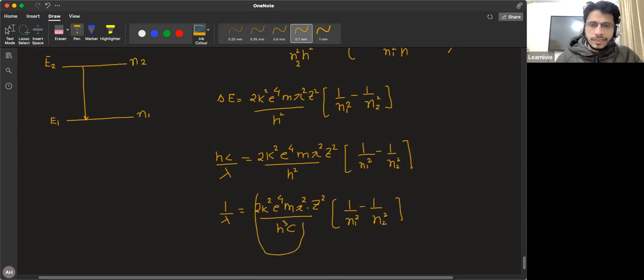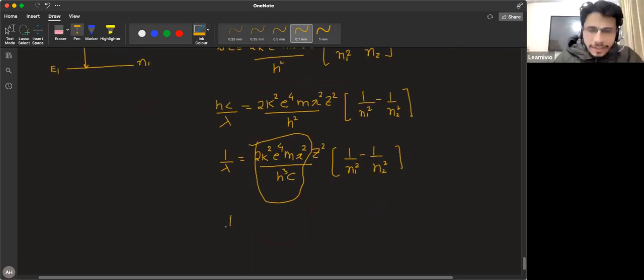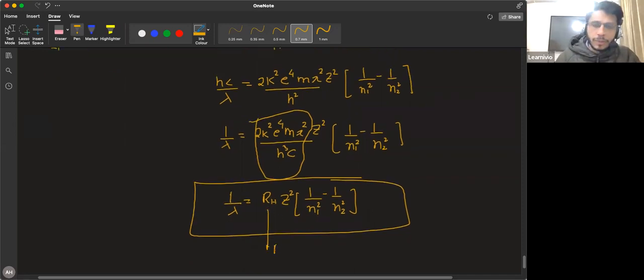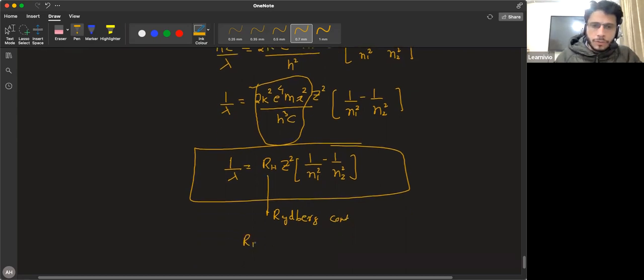See, instead of z, each and every term is fixed. So you can write this as 1 by lambda is Rydberg constant into z square, 1 by n1 square minus 1 by n2 square. This is the expression. So 1 by lambda is RH z square, 1 by n1 square minus 1 by n2 square. RH is known as the Rydberg constant. The value of the Rydberg constant is 1.10 raised to power 7 per meter.